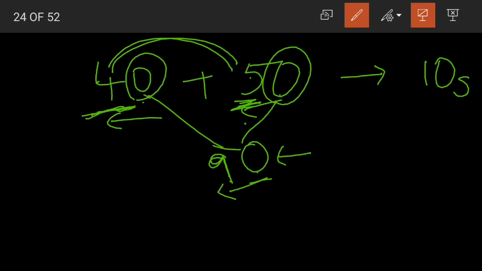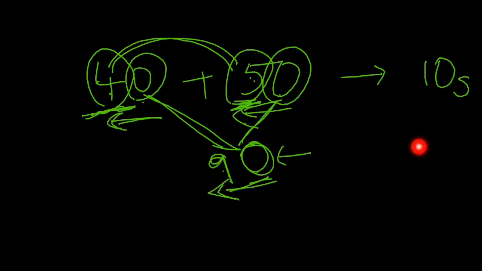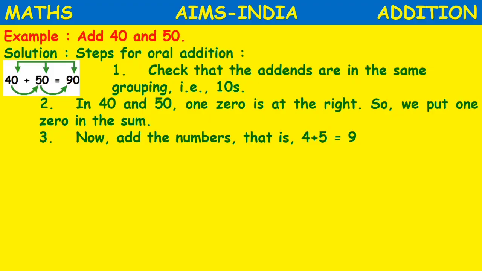Understood, children? As both the numbers were having zeros, we wrote a 0, and now we added the numbers 4 and 5. 4 plus 5 becomes 9. Now as the numbers were to the left of 0, we wrote 9 also to the left of 0. So 40 plus 50 becomes 90. See, this can be done orally only. Now we are having 40 and 50. Both the numbers are having 0, so the answer will also have 0.